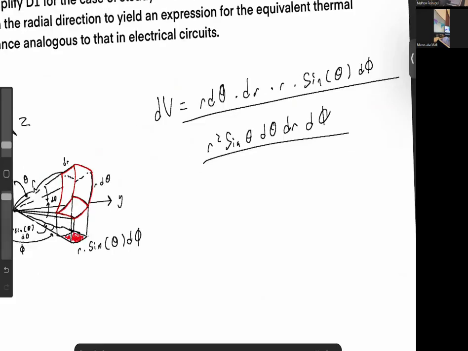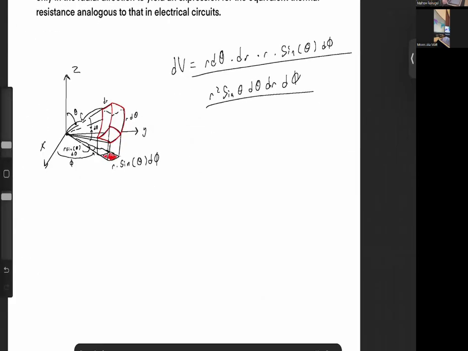So this is our volumetric expression, and now we can multiply this with our energy storage and energy generation expressions.